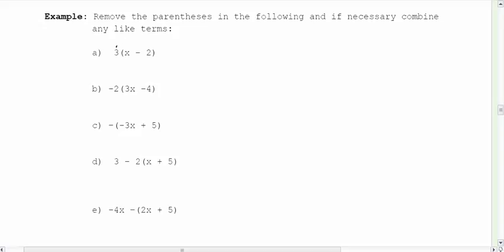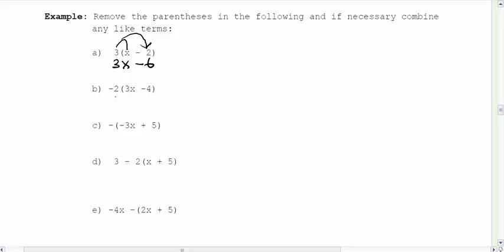3 needs to be distributed. When you distribute, you are multiplying, right? So 3 times x is 3x. 3 times minus 2 is minus 6. So this is equal to 3x minus 6, right? Notice how 3 got multiplied to the coefficients.